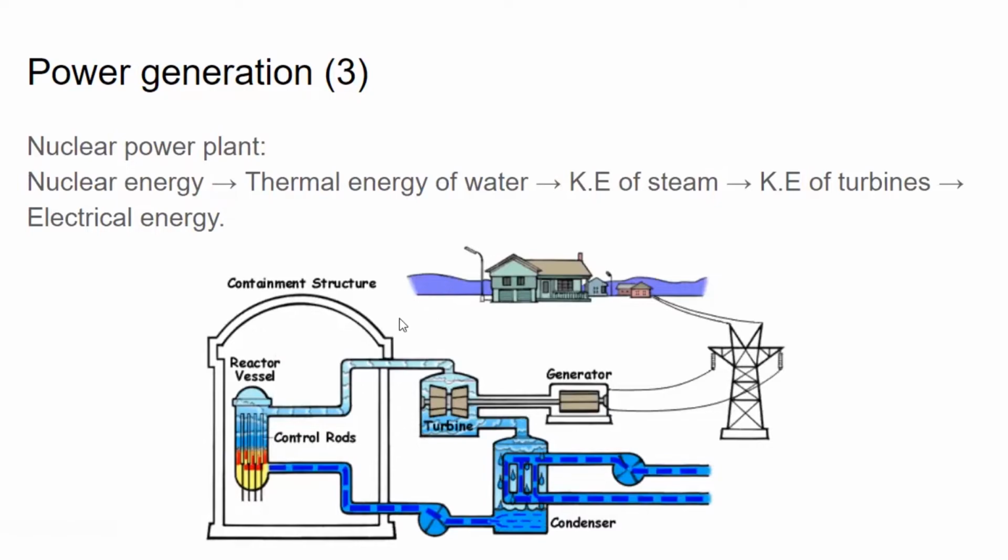In the nuclear power plant, nuclear substances are in a reactor vessel. This heats up the water, which creates thermal energy. The thermal energy is converted into kinetic energy of steam, which is used to move the turbines. So the kinetic energy of the turbines is used to create electrical energy in the generator.